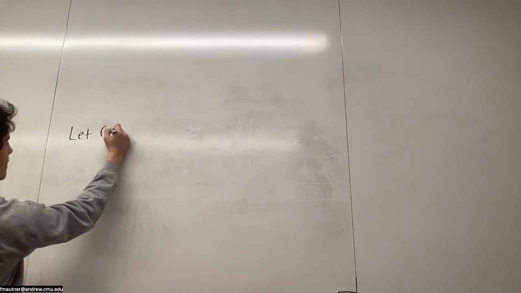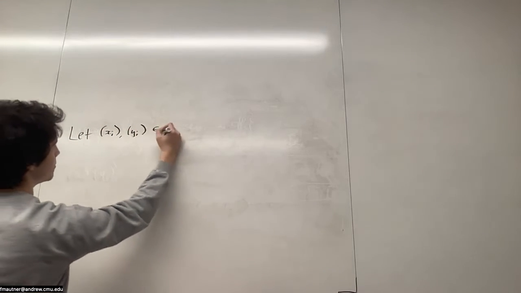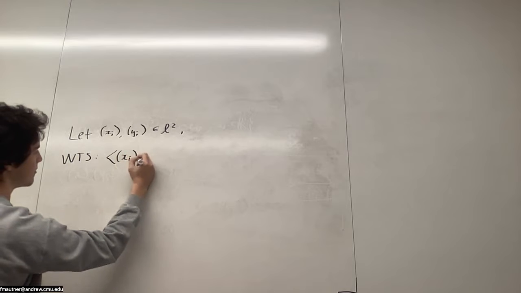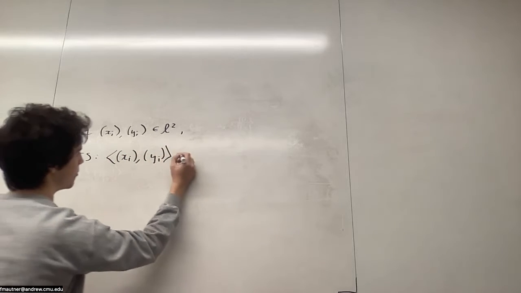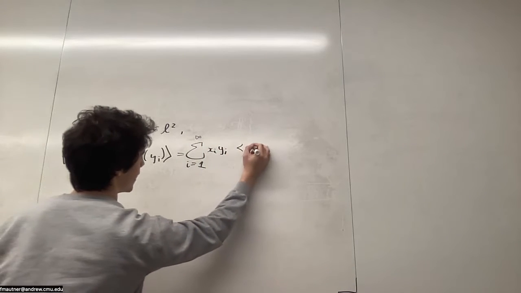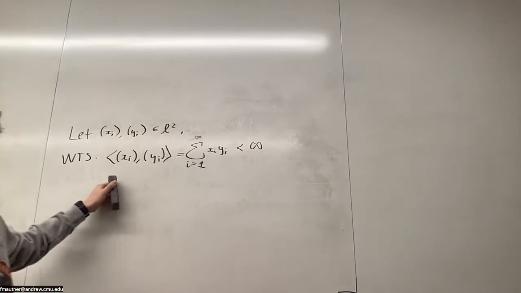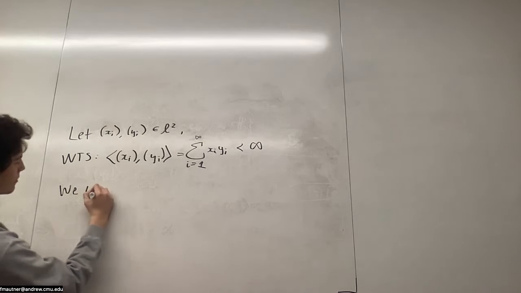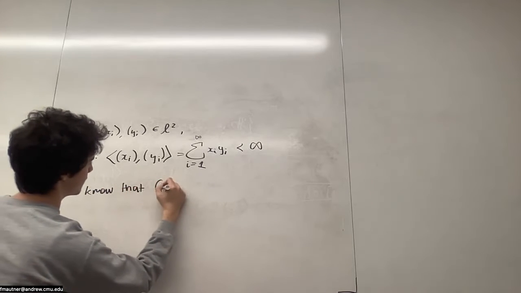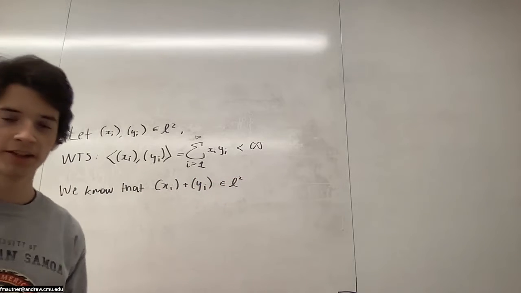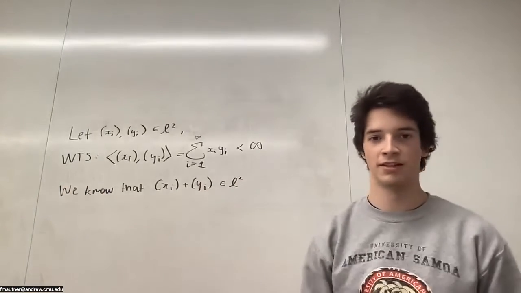So we'll say let x of i and y of i be in L2. And again, we want to show that the inner product of x_i and y_i, which is equal to the sum from 1 to infinity of x_i y_i, actually converges. That's just what I want to show. Let's go ahead and do that. This is the proof strategy of what I'm going to do. Basically, we know that x of i plus y of i is in L2, right? Because L2 is a vector space, it's closed under vector addition.